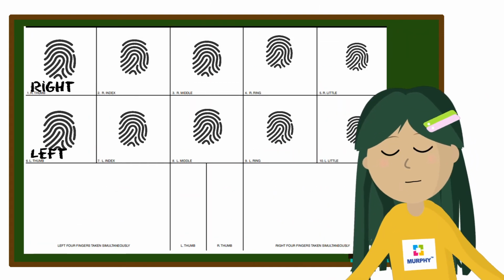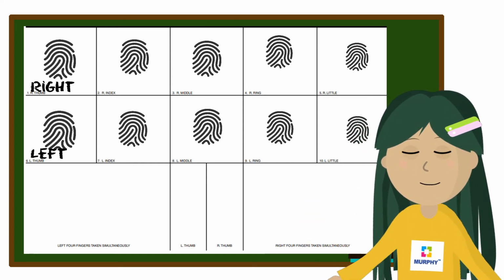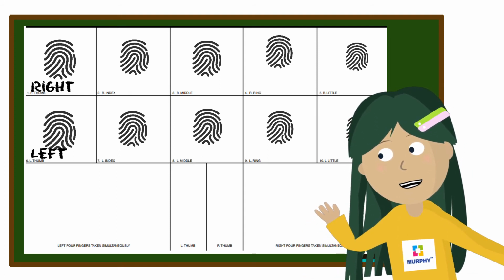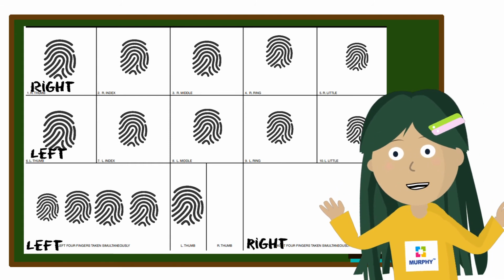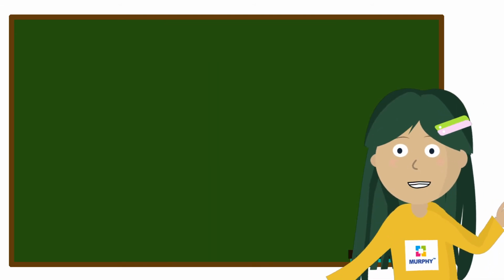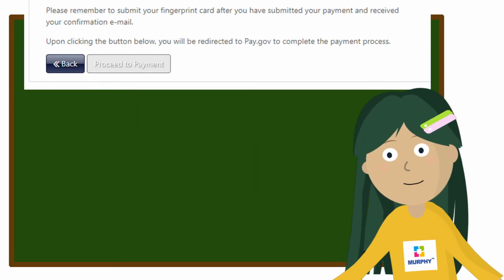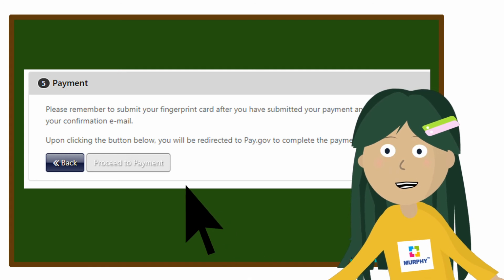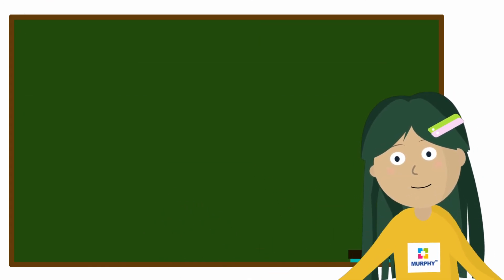Please put your right and left hand fingerprints under each finger section. The first line is for your right hand, and the second line is for your left hand. The bottom line is for both hands. Step 5. Submit your payment. After completing your application, please click Proceed to Payment and pay your fee.